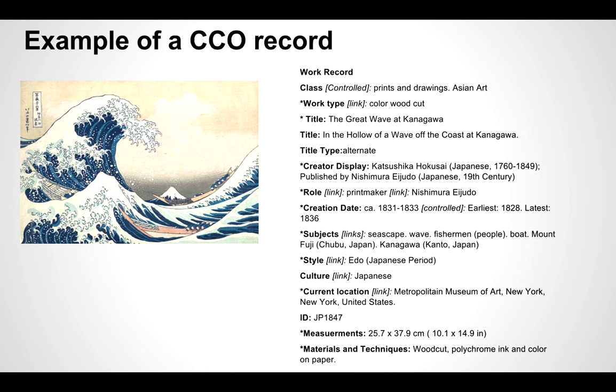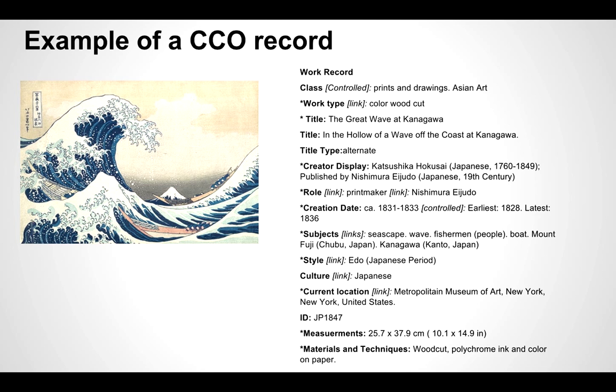So, an example of a CCO record is, I found this off of their website, and this is just an example of how to cite or document a print of a series. So I chose The Great Wave off Kanagawa, created by Katsushika Hokusai, and the little asterisks next to the elements are indicators of what the CCO requires when cataloging a record.